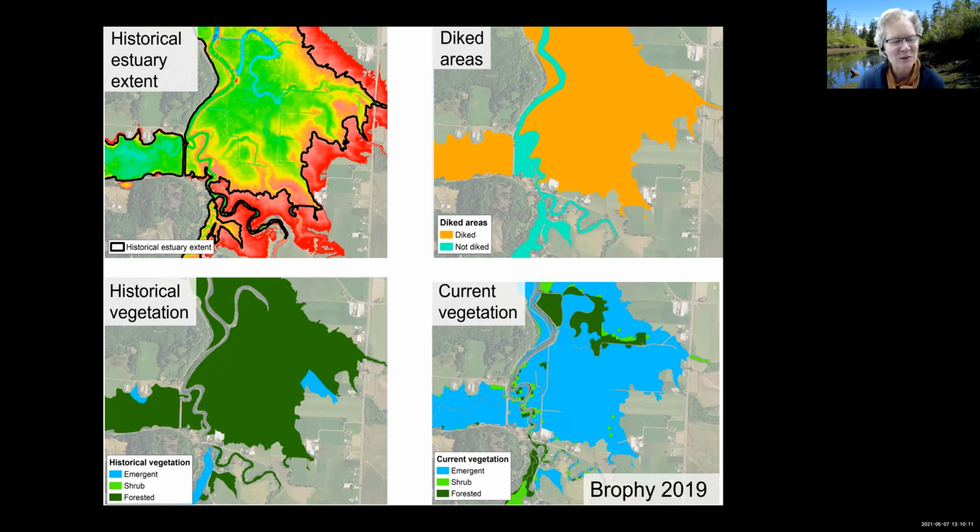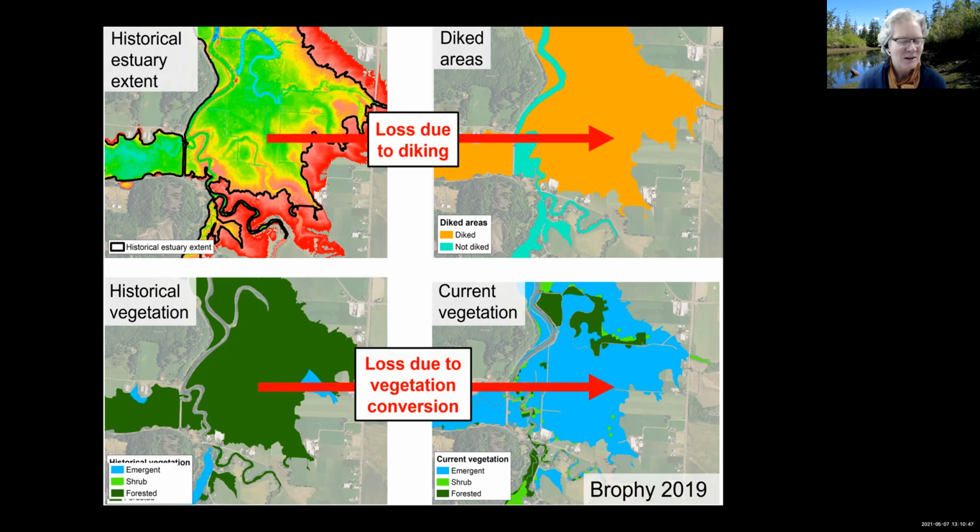In the upper left in this image, you see the historical estuary extent. That's this black line located and elevationally determined here. Then we used historical vegetation, lower left, from the mapping that I mentioned in the previous slide. Then diked areas came from a project that we did with the Oregon Coastal Management Program, where we mapped all the diked areas in Oregon. And then current vegetation, again, comes from PMEP's biotic component. These four layers and their analysis are contained within that 2019 publication that I mentioned a moment ago. So by combining these layers, we can analyze losses due to diking as well as losses due to vegetation conversion.